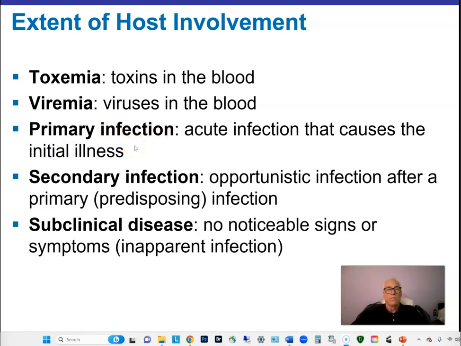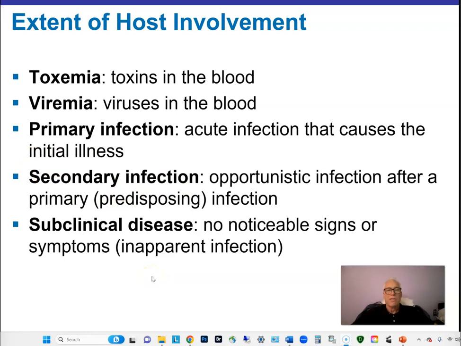A primary infection is an acute infection that causes the initial illness. Secondary infection: once you get sick, sometimes another organism can get in and cause disease that wasn't causing disease before. So let's say you got a bad cold. You had an adenovirus or a coronavirus that caused a respiratory infection, but then, while your immune system was kind of weakened by fighting this disease, some bacteria started to grow in your lungs. Now you have a secondary infection, you have a pneumonia. So that's a whole different thing, and you may need to treat that infection.